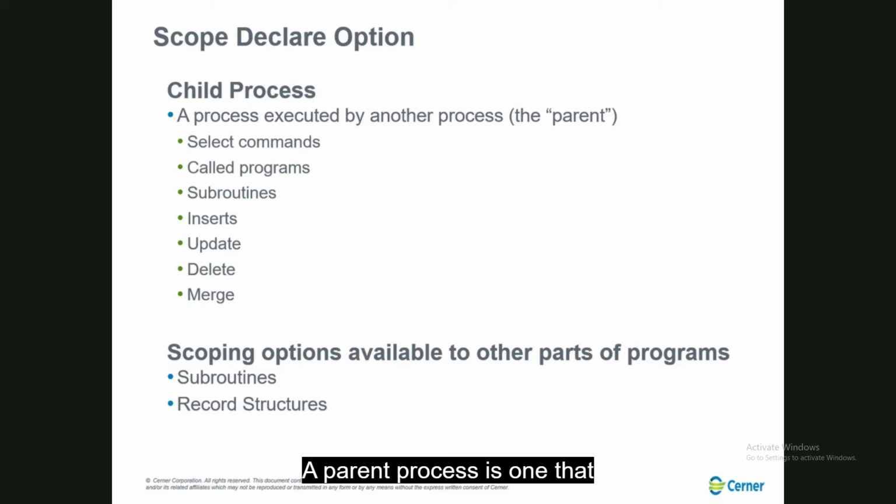A parent process is one that creates a child process. A parent process can have multiple child processes, but a child process only has one parent process. The child process is a sub-process to perform certain operations. This would include select commands, called programs, subroutines, inserts, updates, deletes, and merges. All of the scoping options are also available to other parts of the program, like subroutines and record structures.